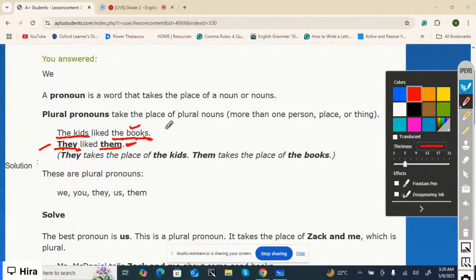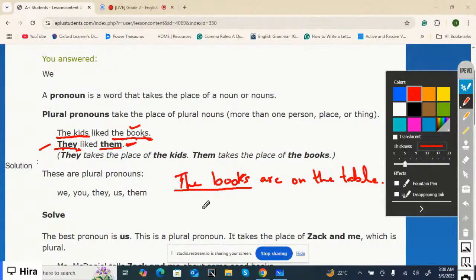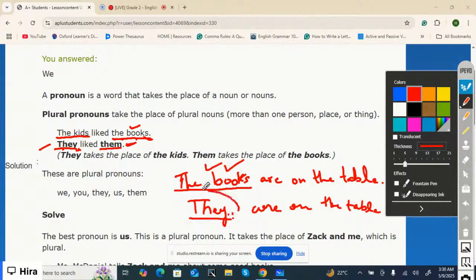Otherwise, if the sentence starts with the books, the books are on the table. And if I ask you to replace this noun, the books, with a pronoun, what would you do? You will replace it with a plural pronoun, they. They are on the table. Here we are not replacing the table, not every noun, but just this plural noun. So here again, they is used to take the place of the books. Now, why did we use they here? Because the place is the subject place. This is a subject pronoun.